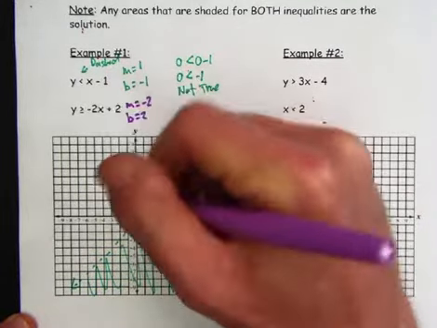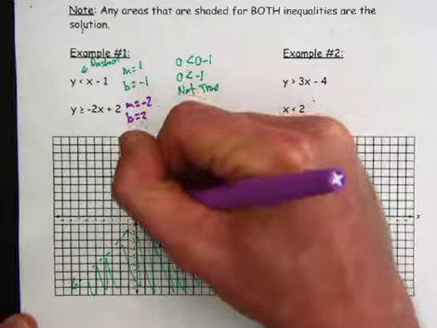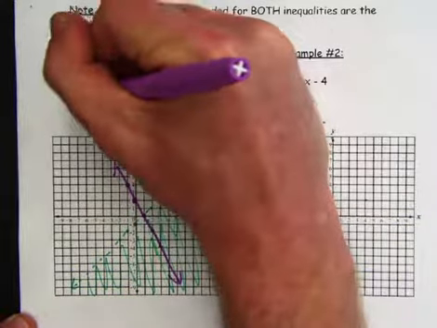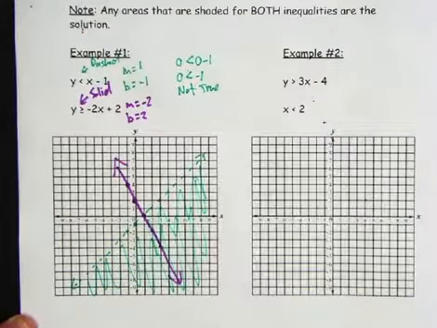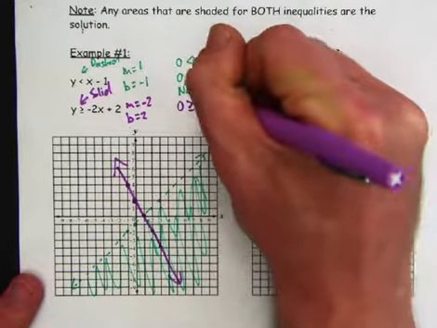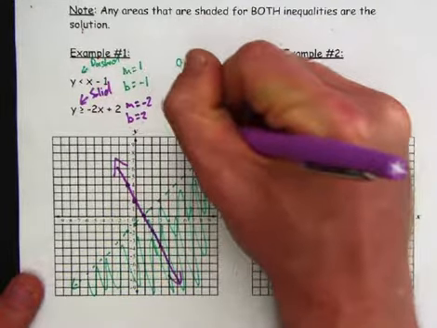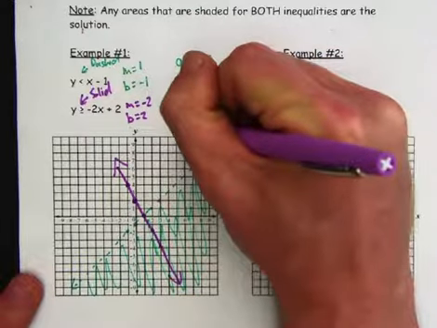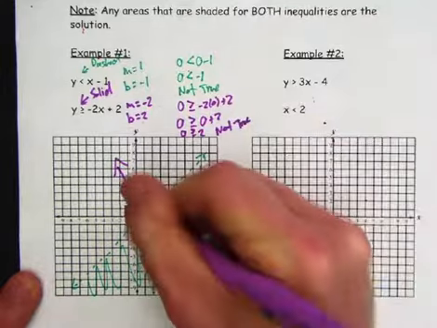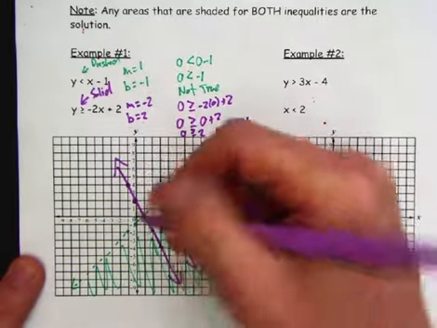You can get the picture, right? We're going to get a line that looks something like this. Now it's a line, right? It's solid because it's greater than or equal to. Plug 0, 0 in. We get 0 is greater than or equal to negative 2 times 0 plus 2. 0 is greater than or equal to 0 plus 2. 0 greater than or equal to 2. Not true. Right? So this side, 0, 0, is not true. That means we're going to shade this side.